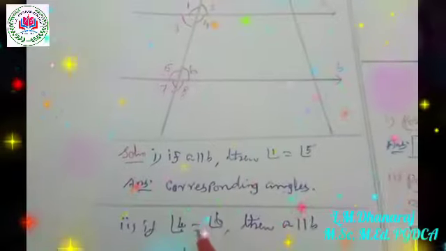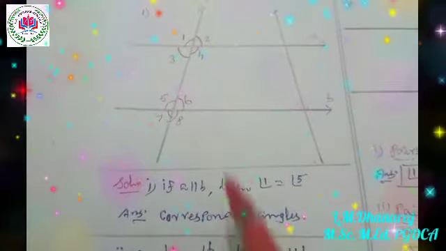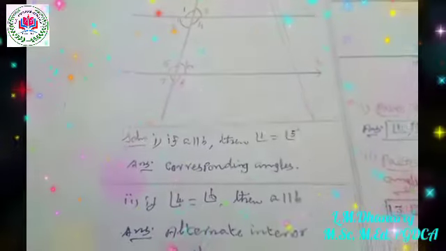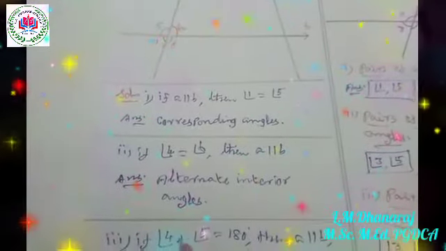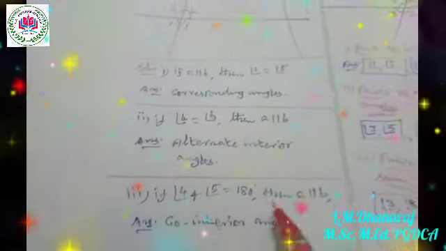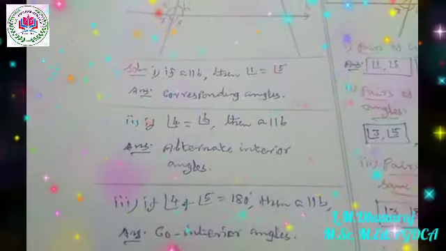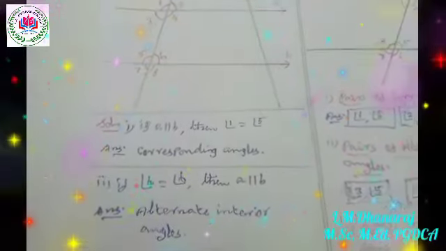Now angle 4 is equal to angle 6. This is known as alternate interior angles. Now the third one is angle 4 plus angle 5 is equal to 180 degrees. This implies they are co-interior angles.